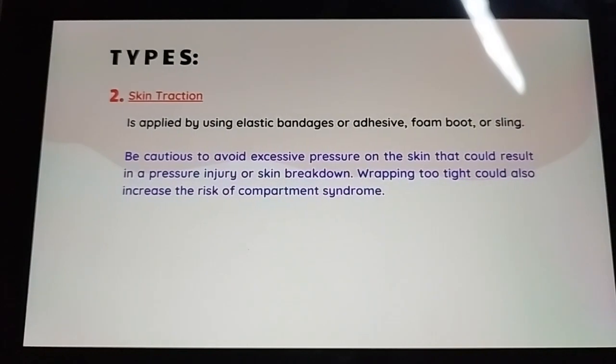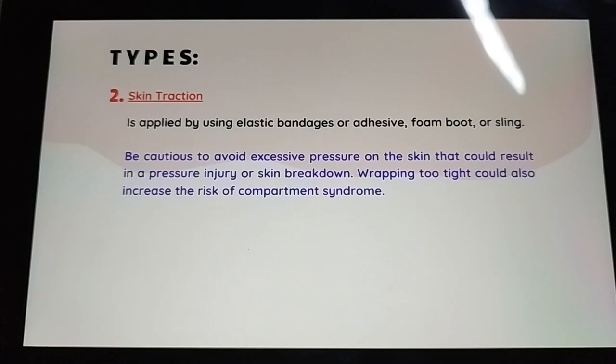Next type is your skin traction. Skin traction is applied using elastic bandages or adhesive, foam boot, or sling. Kapag may skin traction ang ating patient, be cautious to avoid excessive pressure on the skin that could result in a pressure injury or skin breakdown. Or baka mamaya kapag masyadong tight yung bandage mo, magkaroon ng compartment syndrome or any complications doon sa patient. Wrapping too tight could also increase the risk of compartment syndrome.